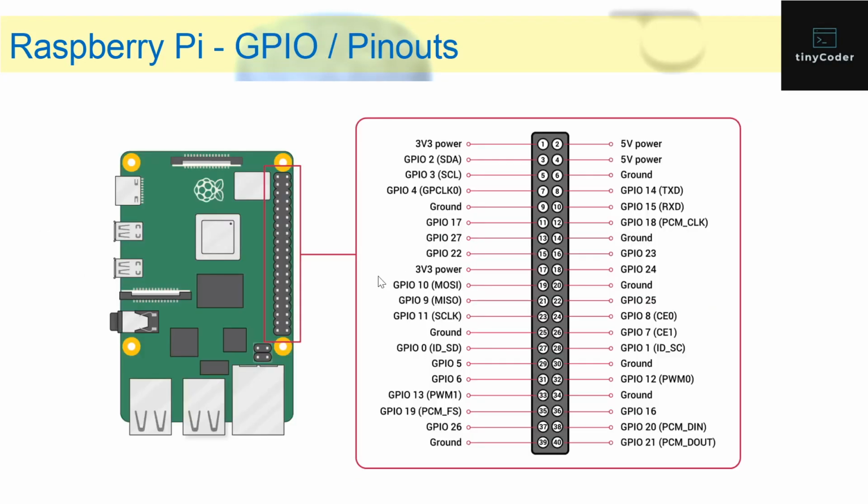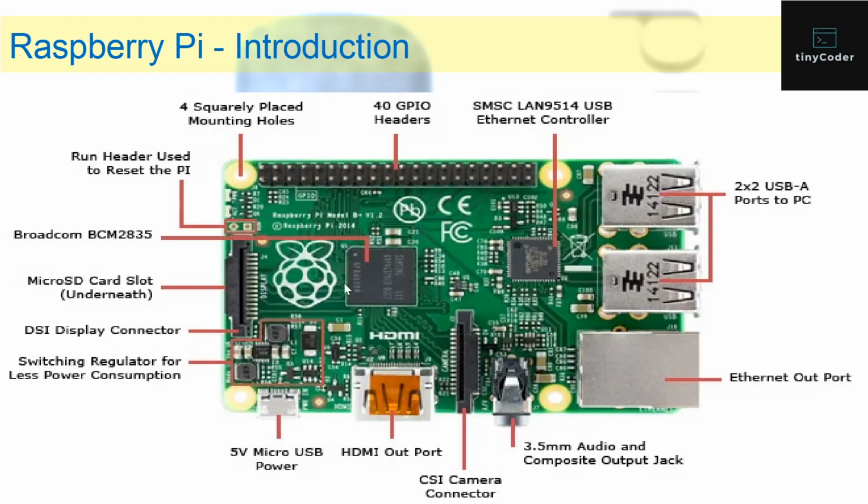So this is how a Raspberry Pi looks. This thing over here is the Broadcom BCM2835. Here there's a run header. Then there are 4 mounting holes here. And then there's a LAN, which is related to Wi-Fi, here. And here it has a display connector right there. And then it has a micro SD card slot, which is underneath this thing.